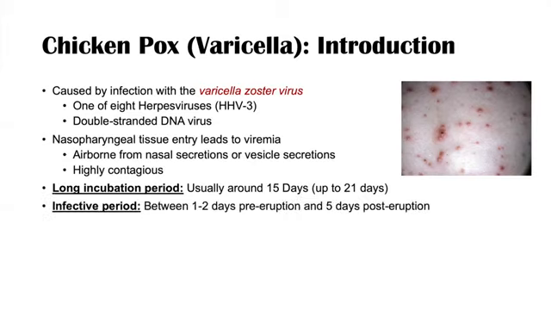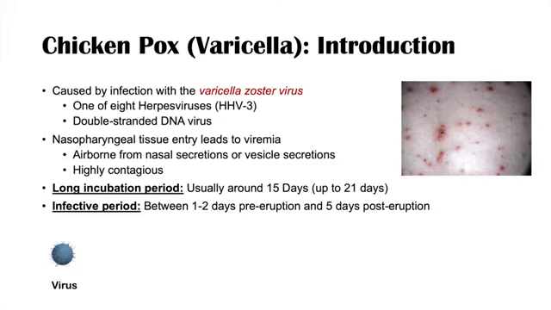But I also want to talk about the infective period, when an individual can infect other individuals. So this occurs between 1 to 2 days pre-eruption, so 1 to 2 days before they begin to have eruption of vesicles, and it lasts up to 5 days post-eruption, or about 5 days after they have had their last vesicle eruptions. So this can last for a very long time, even after they have stopped having vesicular eruptions.